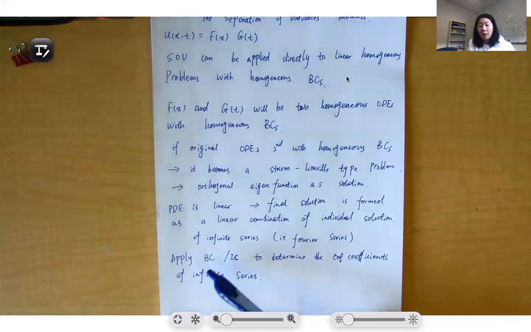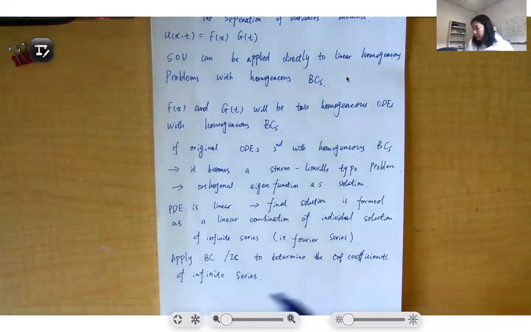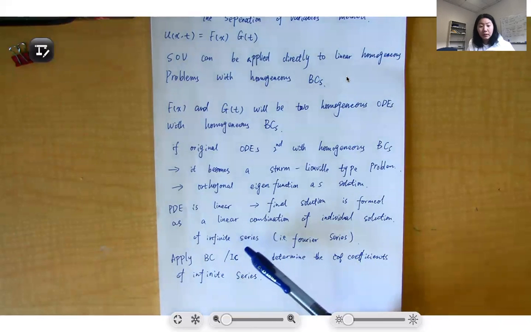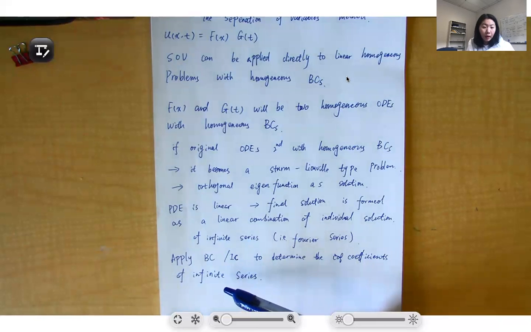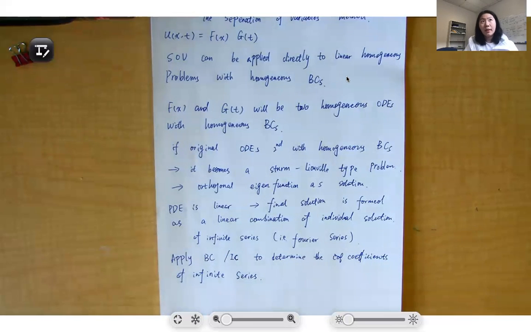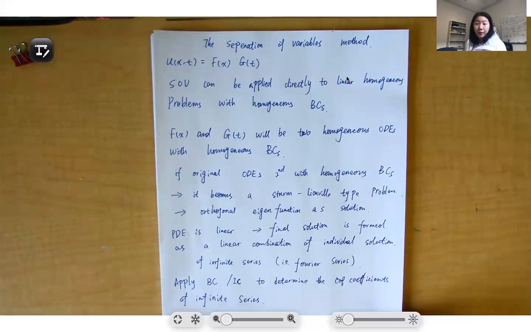Then you will apply some other boundary conditions or initial conditions to determine the coefficients of those infinite series. And since the solution will be an infinite series type, you will need a computer program to help you evaluate what your solution looks like in the end. So you couldn't solve it by hand, okay? Then we will use examples to elucidate this separation of variables method, okay?